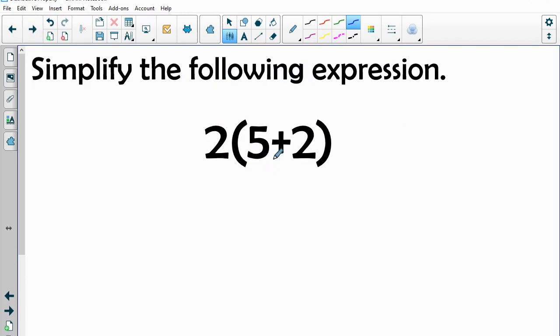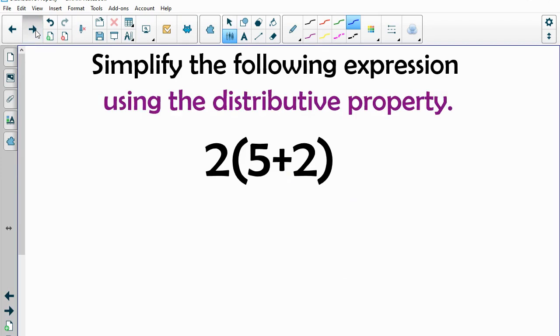So let's start out by looking at this little expression and simplify the following expression. If you saw that expression, your most likely tendency would be to do 5 plus 2, which is 7, then multiply that by 2, and that would be how you could simplify it. You could even further go ahead and just do 2 times 7, which is 14, even though you didn't have to do that one in this particular case.